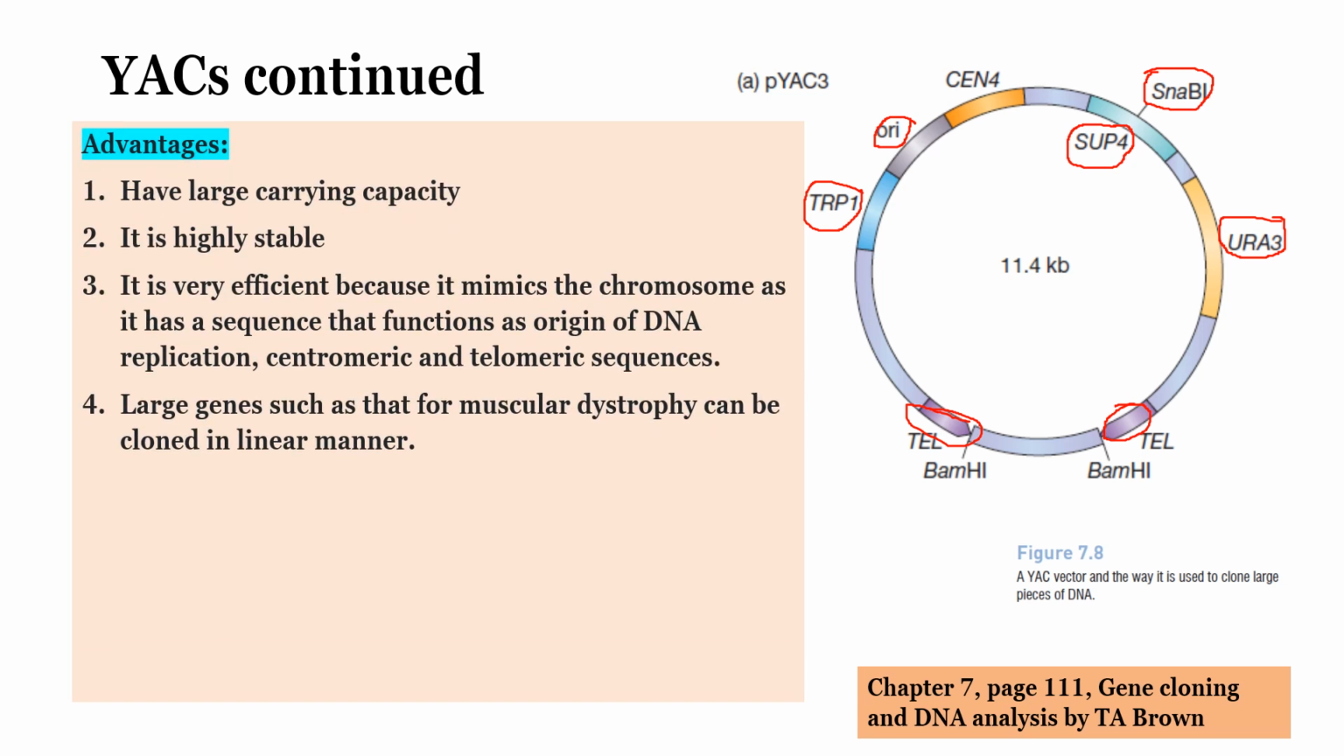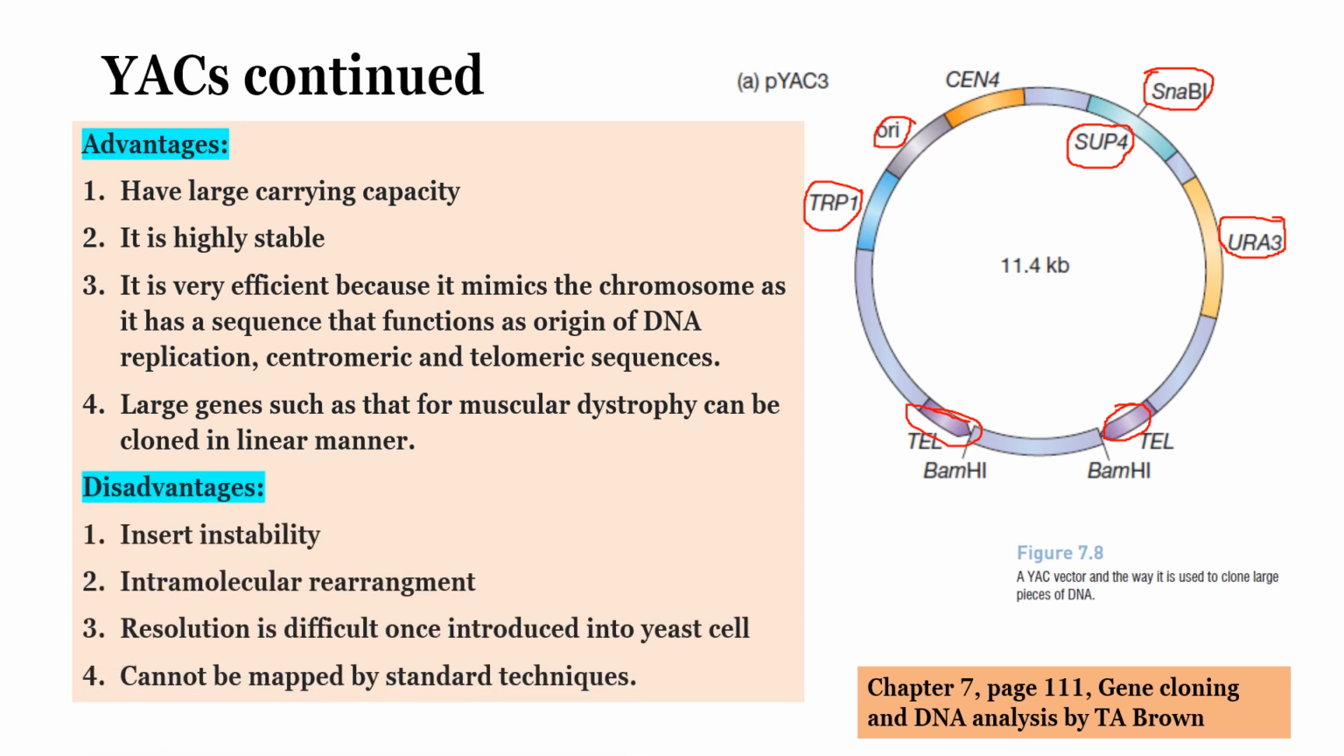So, the advantages of yeast artificial chromosome, there are several advantages. And what is the biggest advantage? It can have a large insert. Okay, so these vectors are highly stable and they mimic a chromosome, so they will behave like a chromosome, and larger genes can be cloned in it. So it has helped us to study larger genes like that of the gene for muscular dystrophy. Now the disadvantage is the inserts are very unstable. And why unstable? Because of intramolecular rearrangements. Intramolecular rearrangements do occur within the chromosomes, and this leads to insert instability.